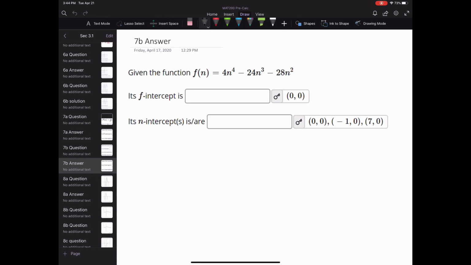So I know this is easy. And then the other one, let's just factor it real quick. Because 0 is equal to 4n to the 4th minus 24n to the 3rd minus 28n squared. Divide everything by 4, including the 0.